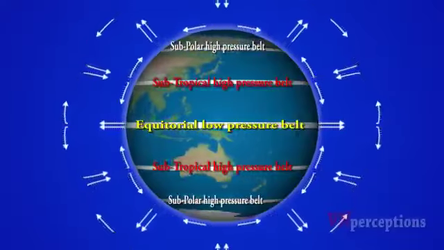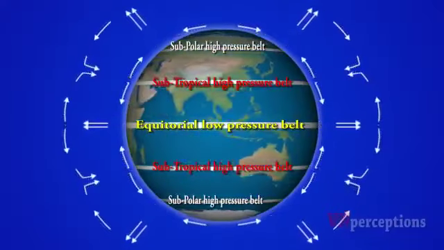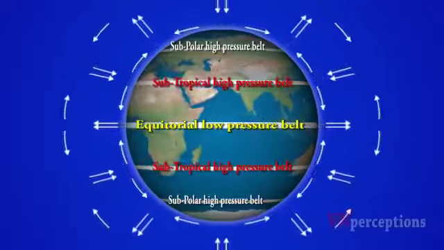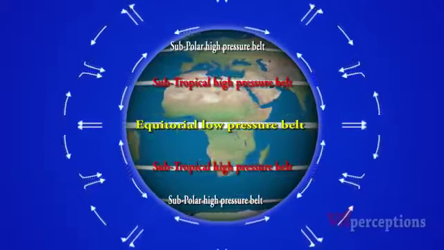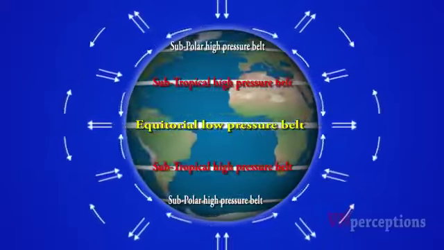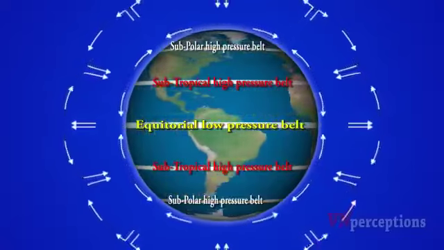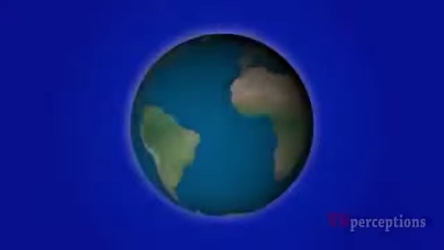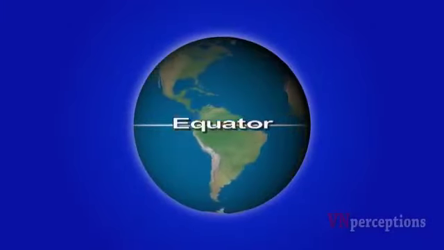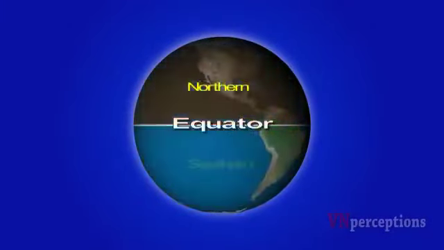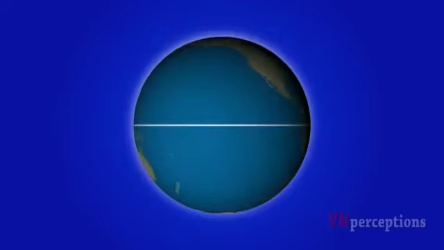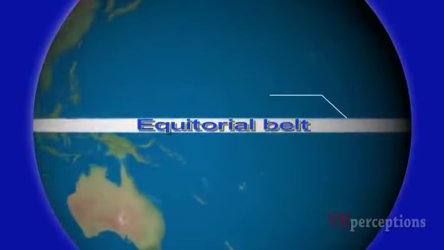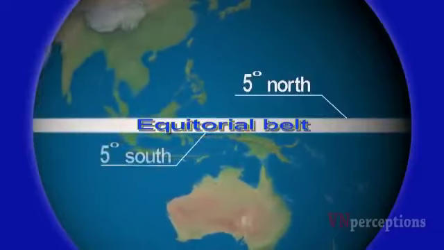While understanding the basic concepts behind the development of pressure belts, we will not take into consideration the tilt of the axis and the influence of land-water distribution. The equator divides the globe into the southern hemisphere and the northern hemisphere, and the equatorial belt extends up to 5 degrees north and 5 degrees south.